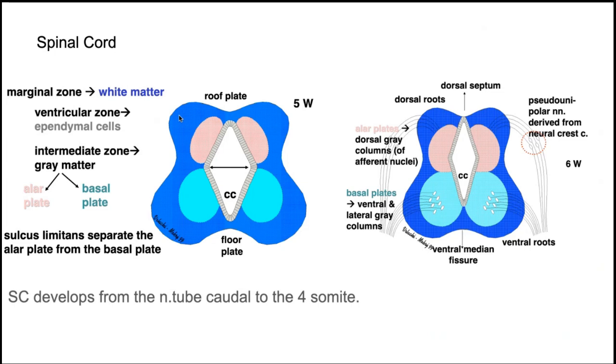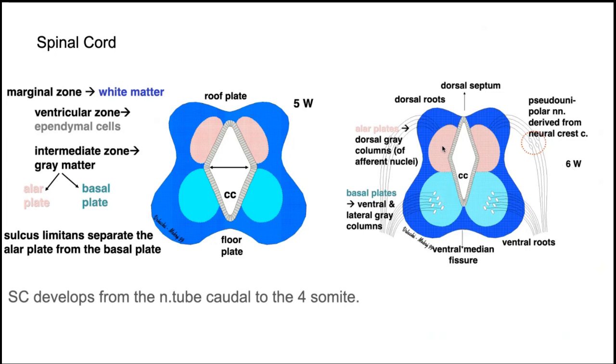Your gray matter is represented by what they call your alar plate and your basal plate, and your basal plates are later going to fuse and join together. Then you're going to have your ventricular zone, and these are going to be your ependymal cells. This is all happening around the 5th week. Around the 6th week, you're going to have fusion of your alar plates and your basal plates.